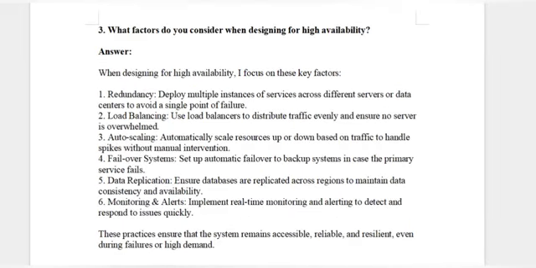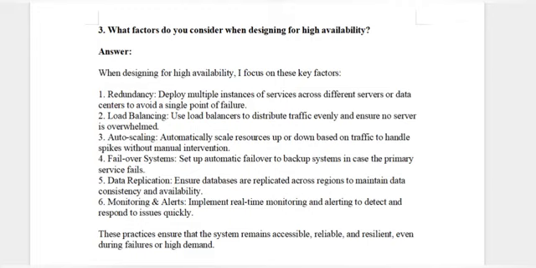Next question is, what factors do you consider when designing for high availability? The answer to this is, when designing for high availability, I focus on these key factors. First is redundancy. Deploy multiple instances of services across different servers or data centers to avoid a single point of failure. Second is load balancing. Use load balancers to distribute traffic evenly and ensure no server is overwhelmed. Third is auto-scaling. Automatically scale resources up and down based on traffic to handle spikes without manual intervention.